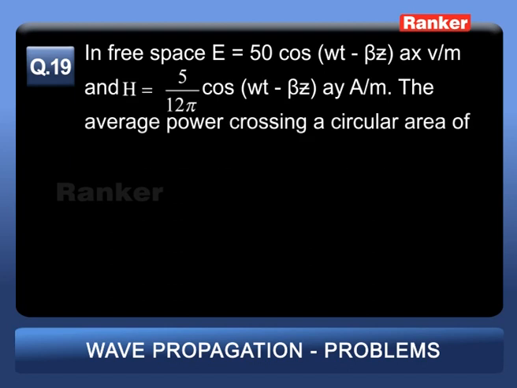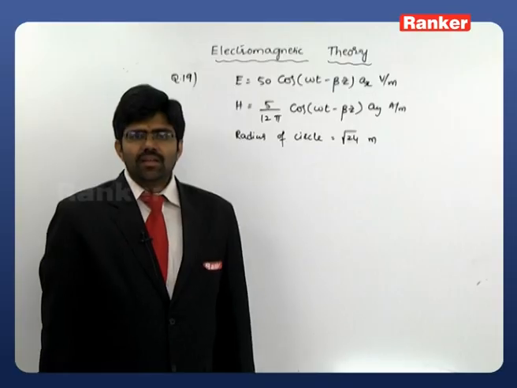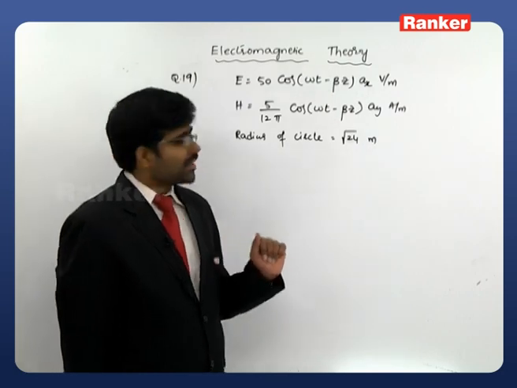In free space, E equals 50 cos(omega t minus beta z) ax volt per meter, and H equals 5 by 12 pi cos(omega t minus beta z) ay ampere per meter. The average power crossing a circular area of radius square root of 24 meter in the plane z equals constant is. Here in this problem, clearly observe what data is given to us.